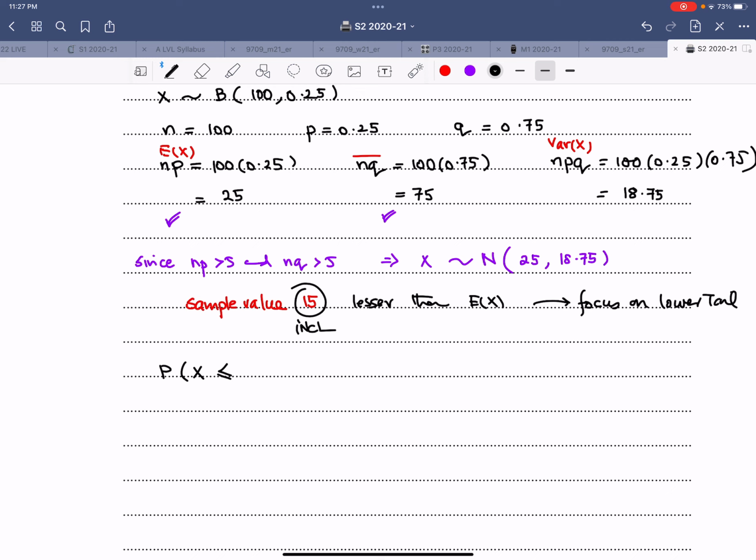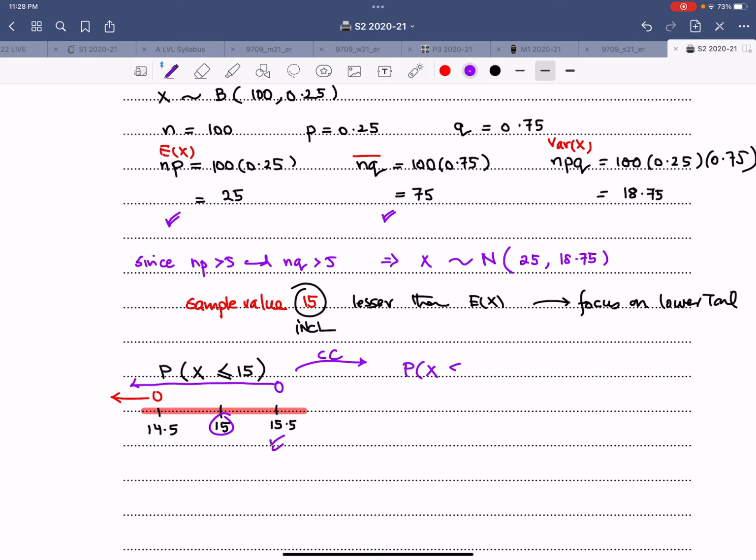Don't forget continuity correction. So draw a number line. So something like this. And this 15 is over here, and 15.5 is the upper class boundary. 14.5 is the lower class boundary. There are two options. The red is option 1 and the purple one is option 2. Since 15 is included, after continuity correction, this becomes probability x is less than or equal to 15.5.